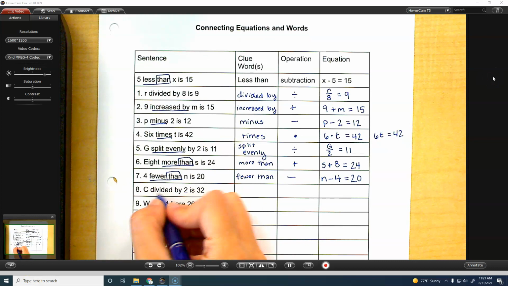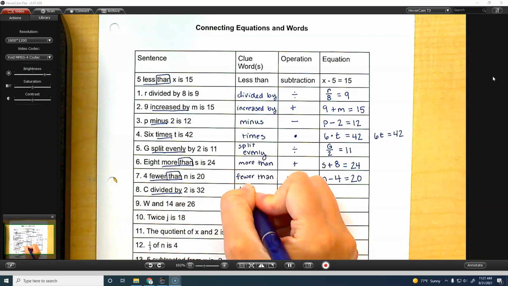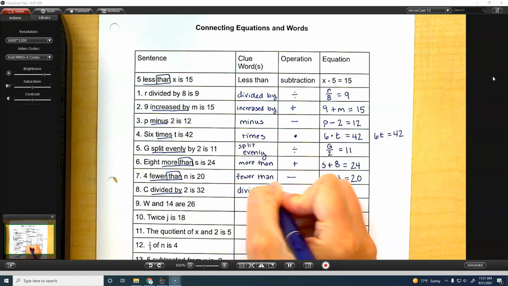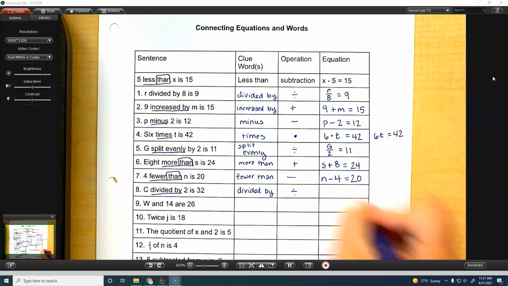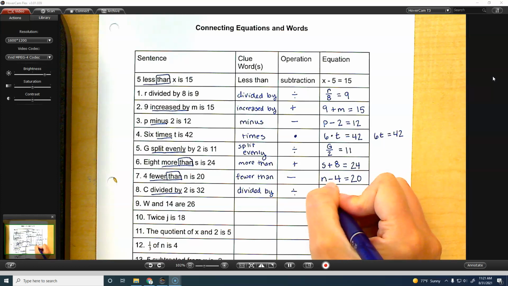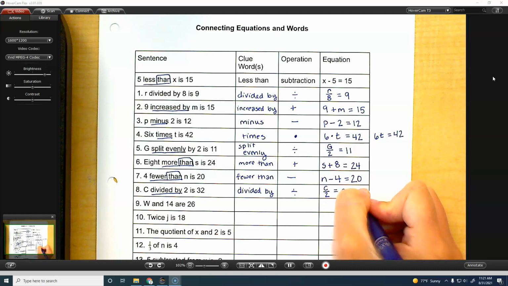All right, for 8, we've got C divided by 2. So divided by, it's division, of course. So C divided by 2 is 32.